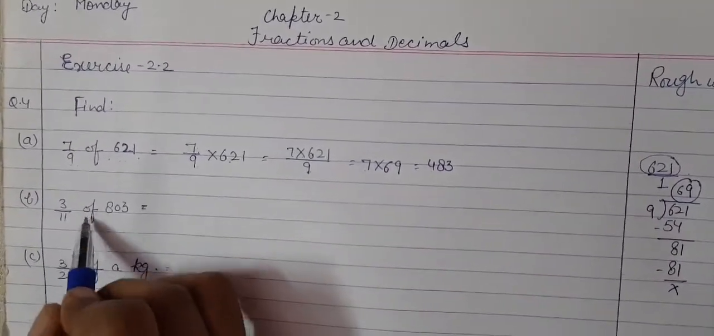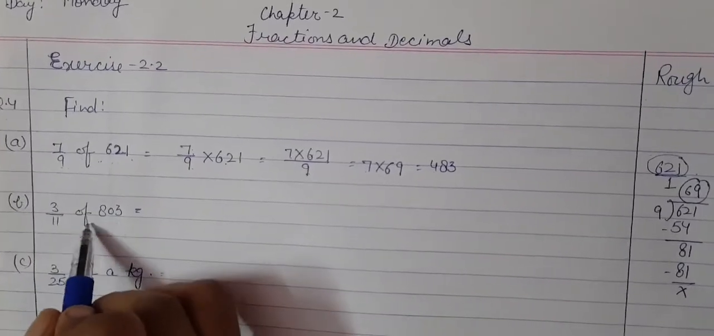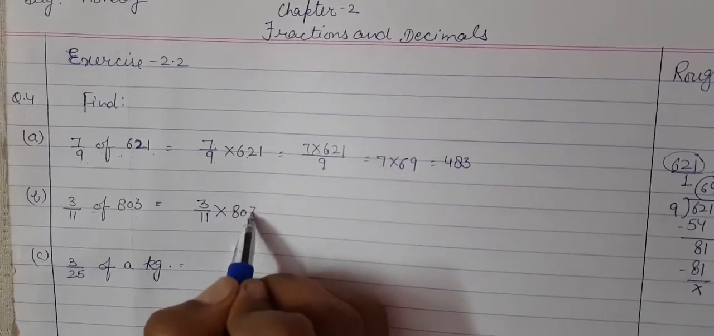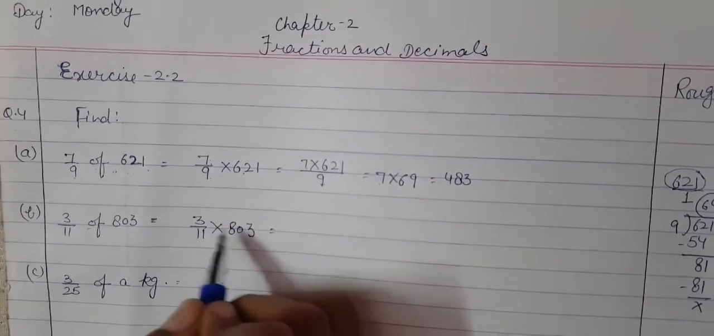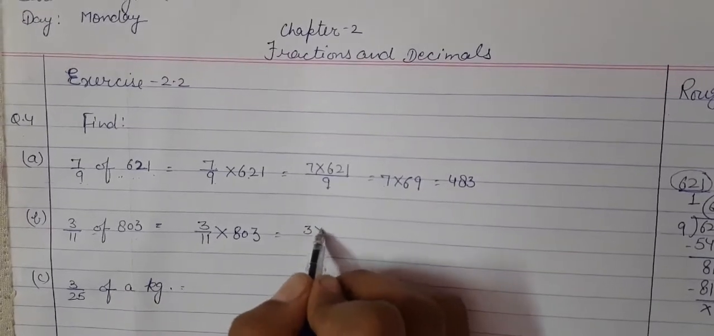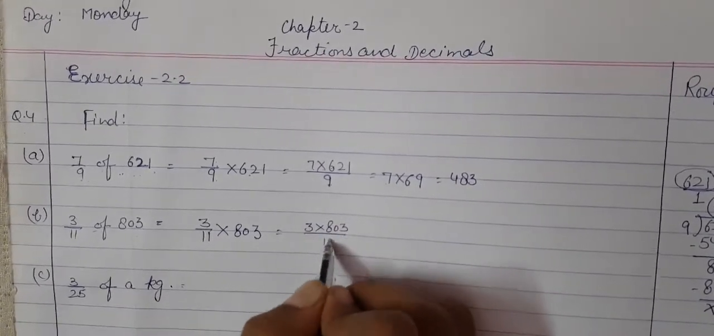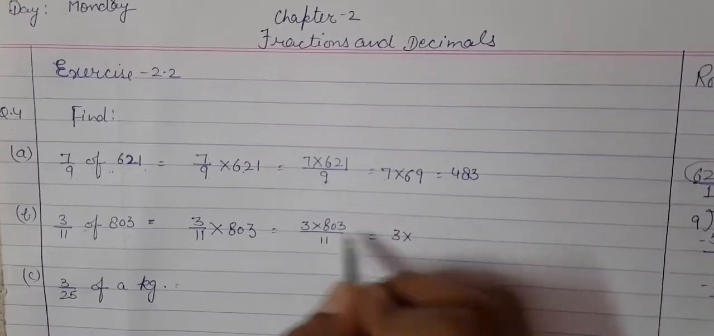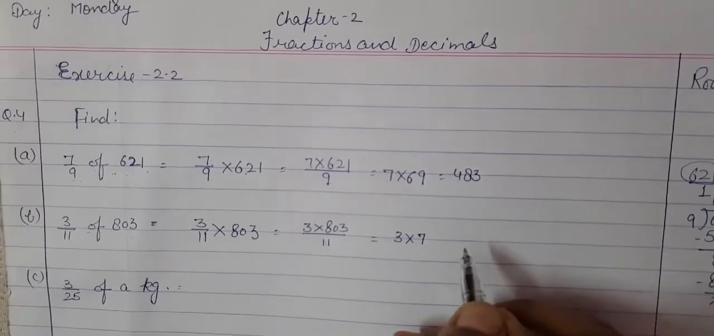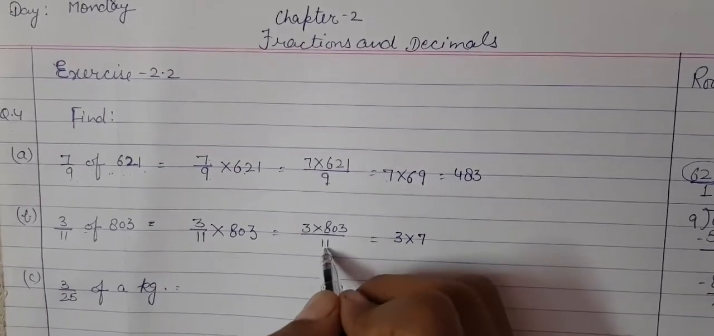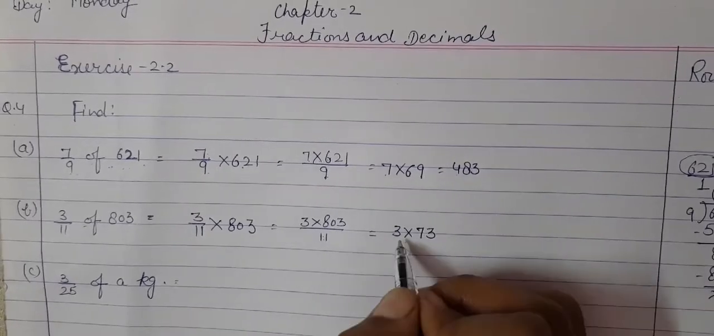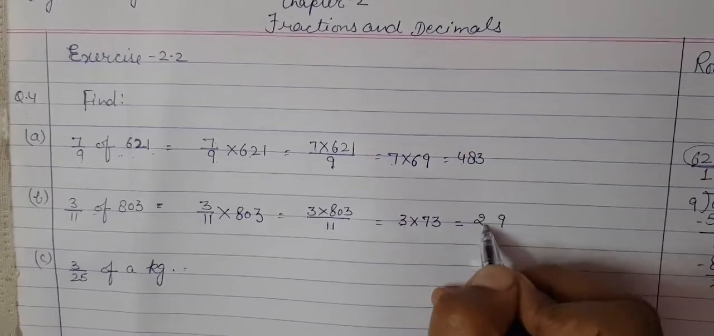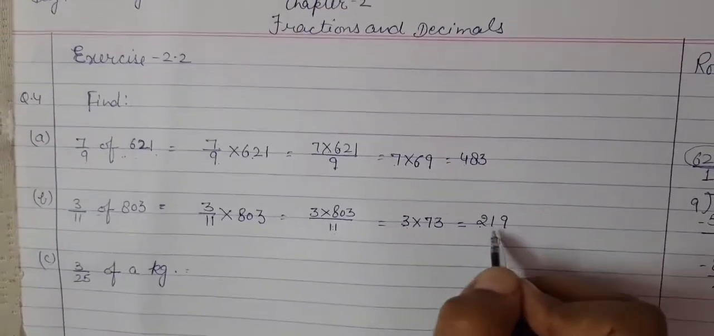The second problem is the same as A part, 3 upon 11 of 803. So first of all, we will convert this "of" operation into multiplication into 803. Now this whole part will be multiplied as 3 into 803 upon 11. If I divide 803 by 11, I will get 11 7s are 77, remaining will be 3, and 33 will be divided 3 times by 11. So 3 into 73 will be 3 3s are 9, 3 7s are 21. So 219 will be the answer.